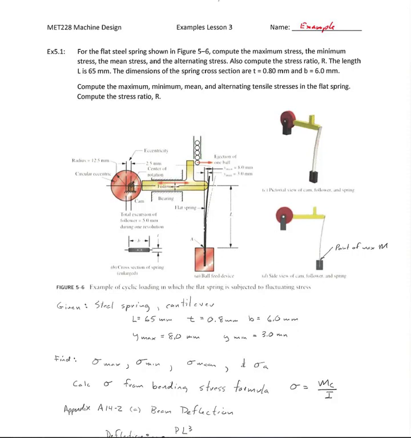As the cam goes around, the follower goes back and forth. This beam here, a little spring steel beam, is loaded by the cam follower, and it keeps the cam follower up against the cam. So it's going to be loaded at all times, and when it's at its maximum deflection, this Y max of 8 millimeters, that's going to be the maximum load, and when it's at its minimum deflection, that's going to be the minimum load. So we're going to have to calculate the maximum and the minimum stresses based on these maximum and minimum deflections using our beam formulas.